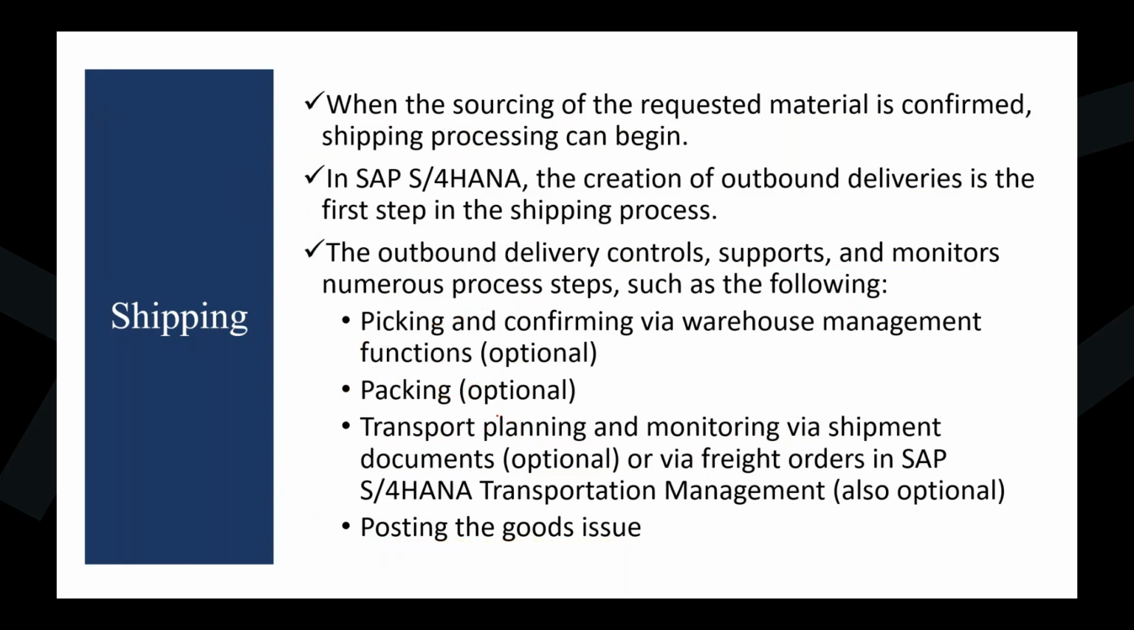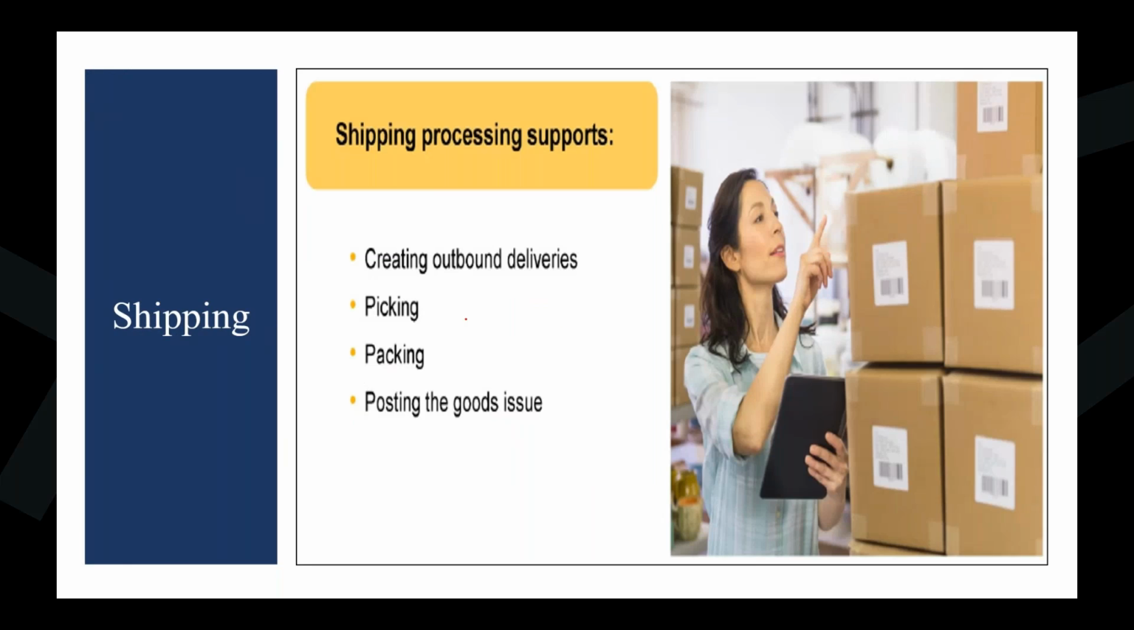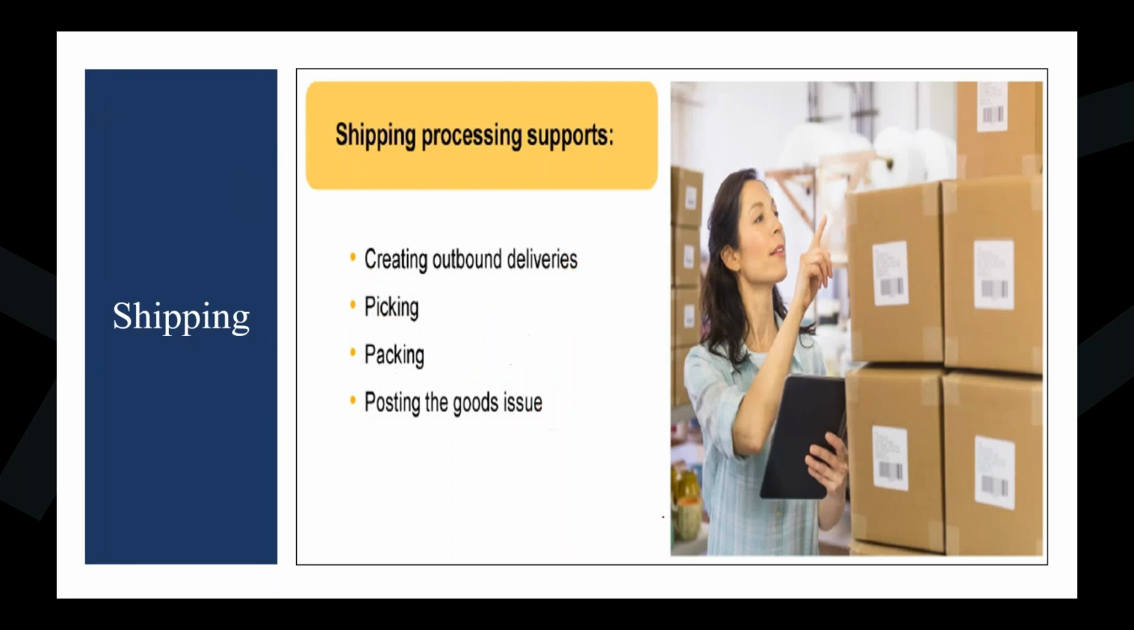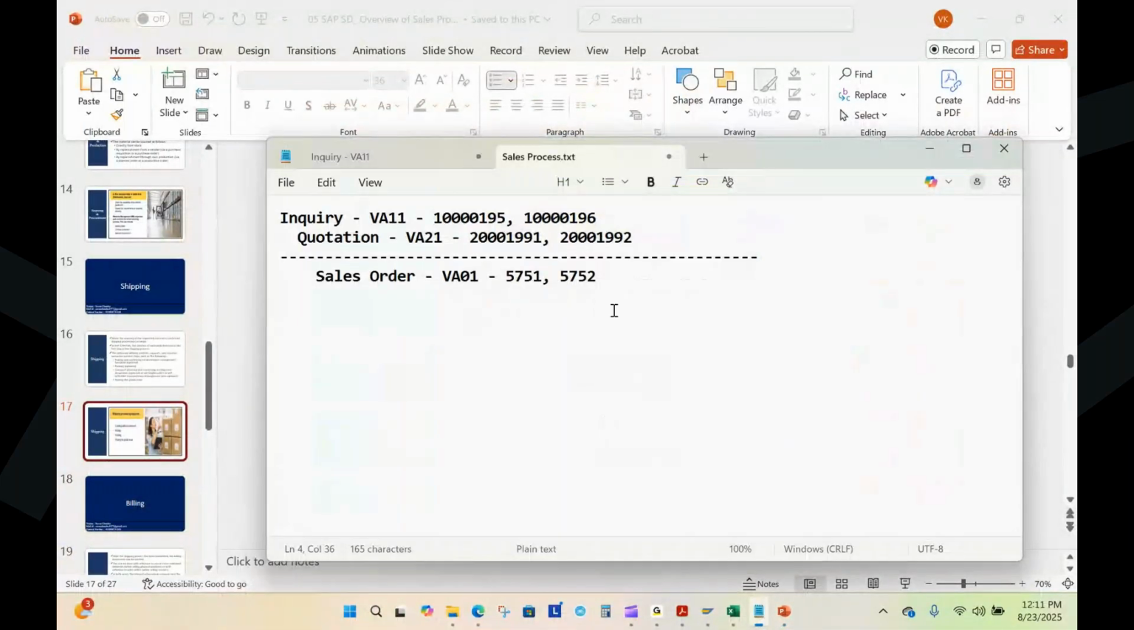So now let's create an outbound delivery. In the shipping process, the steps are: first you create an outbound delivery, then picking, then packing, and then posting the goods issue. Of course, picking and packing are optional. Normally, if they have the WM or EWM module, they will have these activities. But outbound delivery and posting the goods issue are mandatory. So you ship the product to the customer basically. That's it.